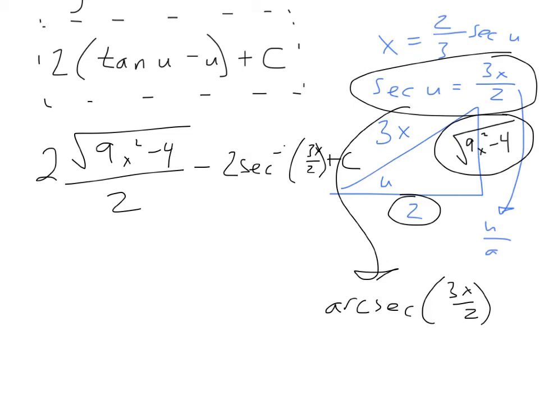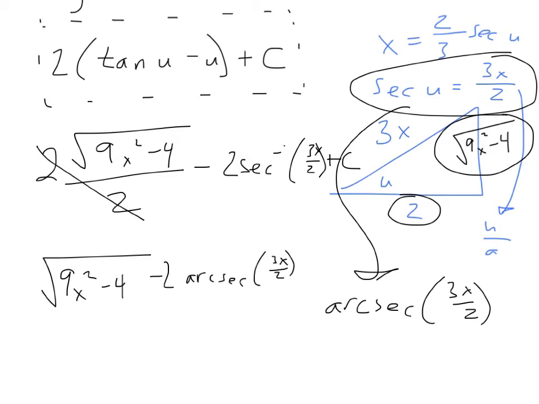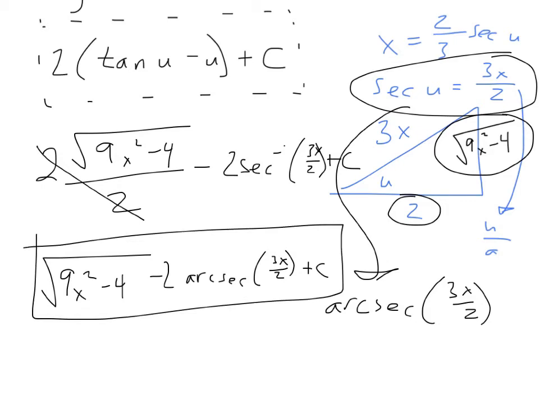And because that's messy and I can cancel out these 2's, I want to write it again. My final answer looks to be the square root of 9x squared minus 4 minus 2 arc secant of 3x over 2 plus c. Now at the end of all of these other videos I've been saying, hey, this is an ugly problem. This is a really ugly problem. But we did it. But we have further expanded the limits of the things that we can do with integration.